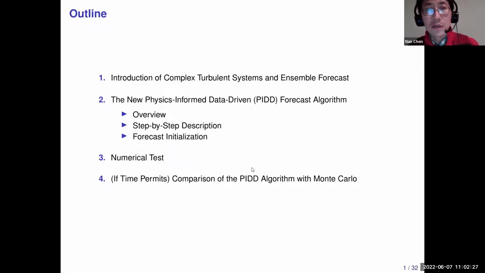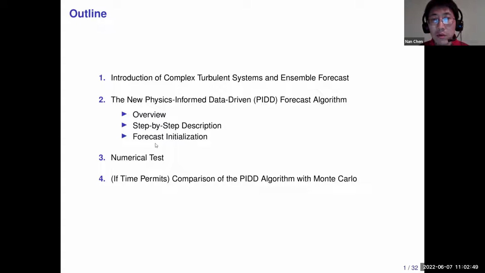So this is the outline of this talk. First, I will give a very quick introduction about complex turbulent systems and ensemble forecast, just to provide some basic background. And then I will focus on this new ensemble forecast algorithm. I will first give an overview about it. Then I will show the step-by-step description.